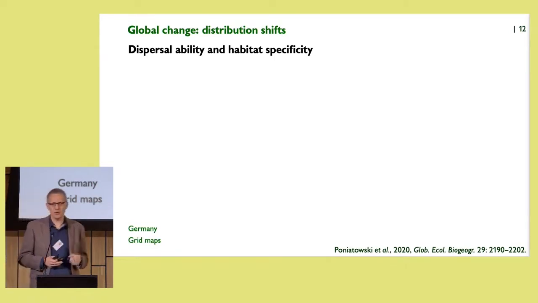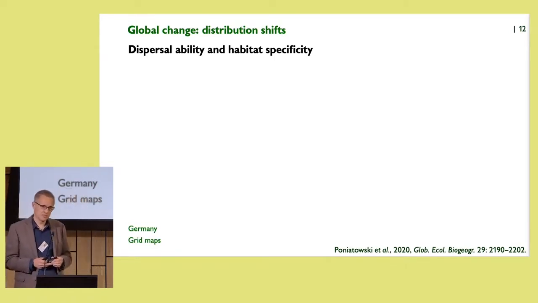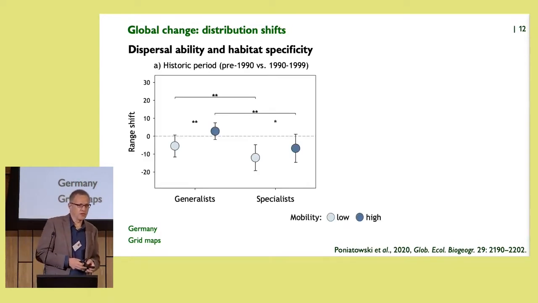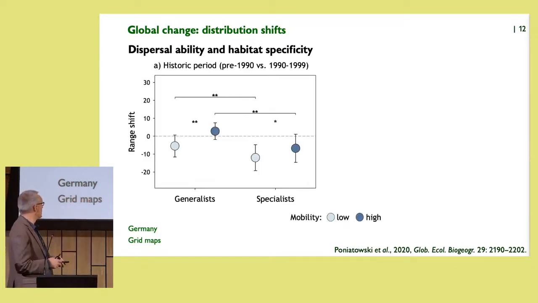And now let's have a look at dispersability and habitat specificity and the range changes and shifts. When we have a look at habitat generalists and specialists, we see that most of them suffered from habitat losses, from range losses. The only exception were habitat generalists with a high mobility. They expanded their range during the historic period, and all others declined. And there were differences between all groups that we compared.